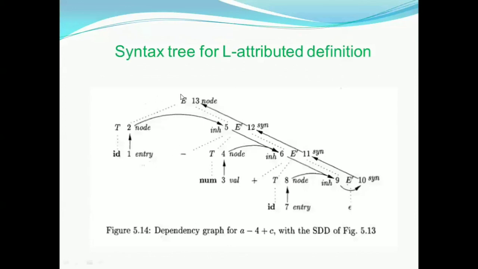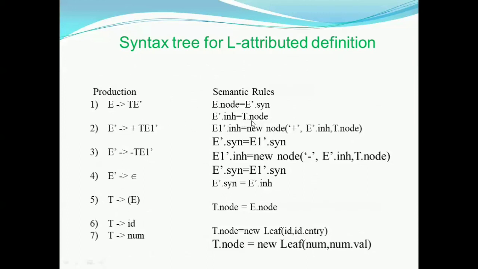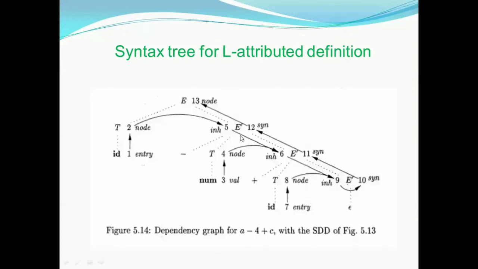So here you can just observe that E derives T E dash. Why have we written the rule as E dash dot inherited is equal to T dot node? Because it is getting its value from the sibling. That's why we are writing that E dash dot inherited is equal to T dot node. You can just observe that. So in order to evaluate this particular expression, you must have two operands. One is this operand, the other one is this operand. For the minus, you need one operand which is available in some other subtree. So that's why we have written E dash dot inherited is equal to T dot node, and then we get T dot node directly.